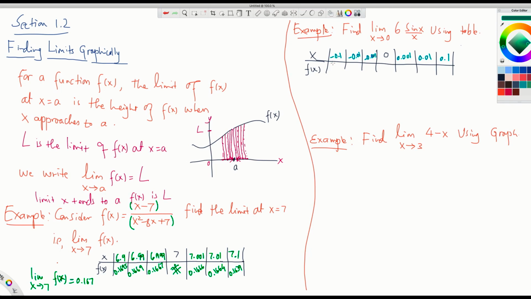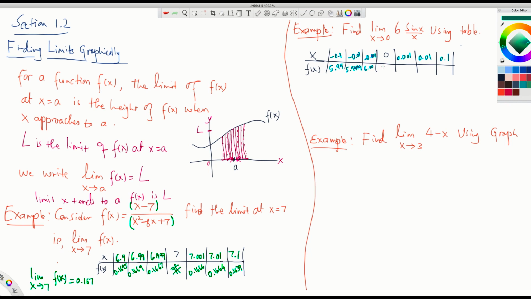Okay, if I plug in negative 0.1 for 6 times sine x over x, I plug in 6 sine of negative 0.1 over negative 0.1, and I will get 5.99. And then if I plug in negative 0.01, I will get 5.99999999. If I plug in negative 0.001, it will be like 6.00. That's what you will get.